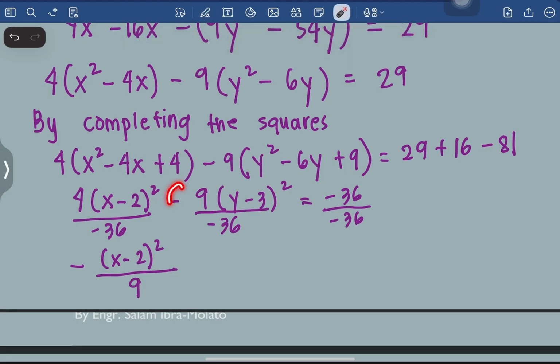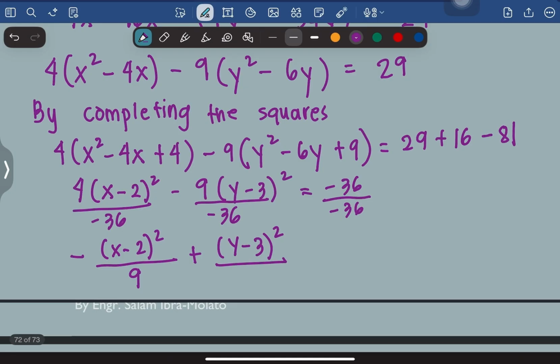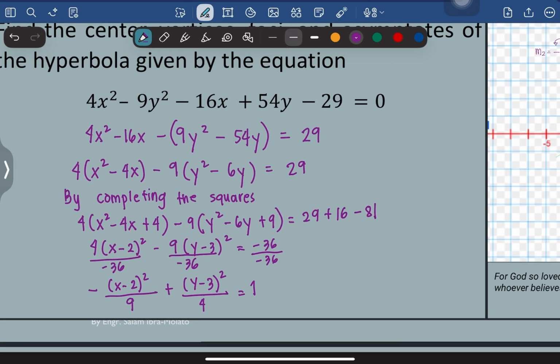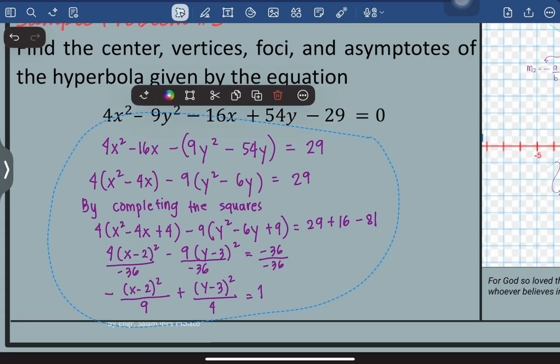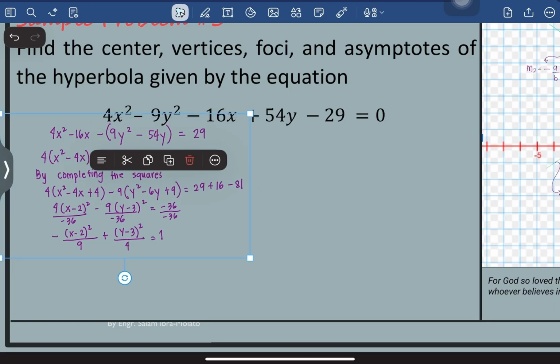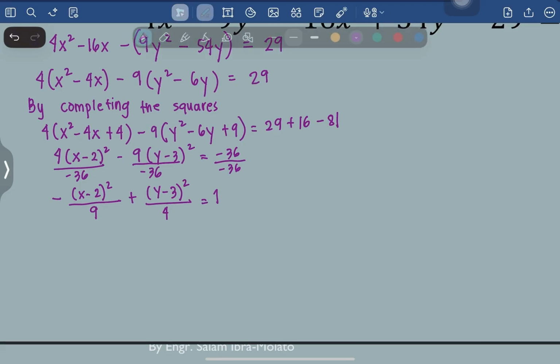Then for this one, since we are dividing with both signs with the same sign, so it becomes positive. So y, so 9 divide 36 is 4. Then for this one, it becomes 1. Then to rearrange, next is to rearrange the equation para maging hyperbola siya into standard form. So rearrange the equation.